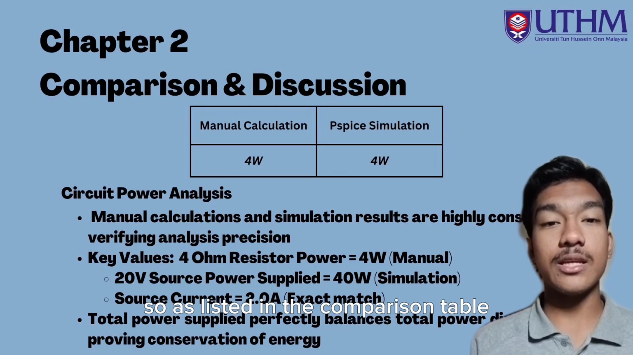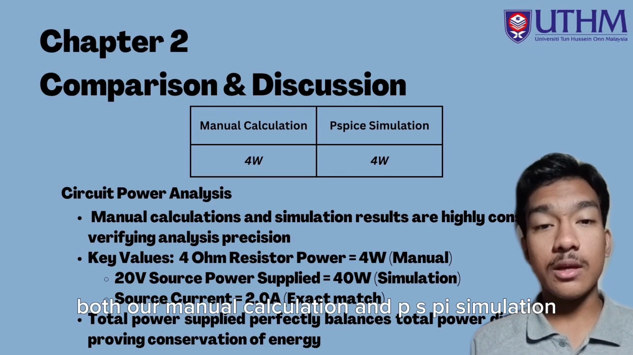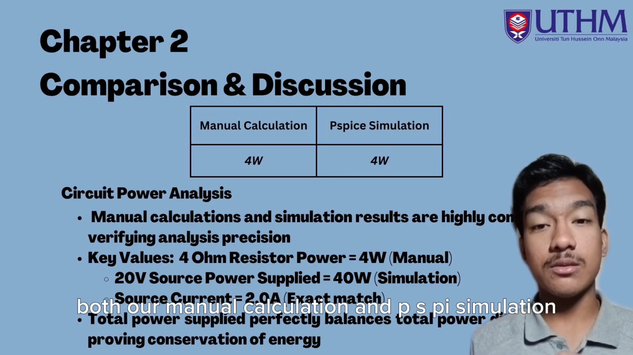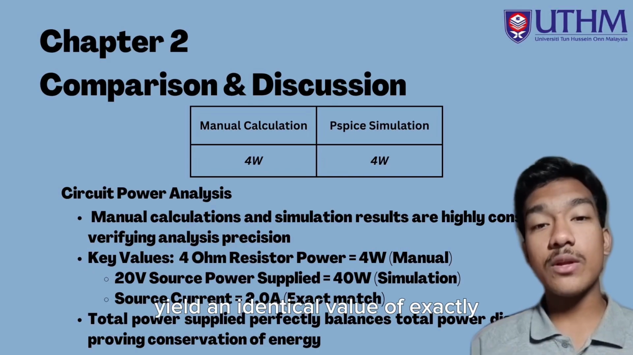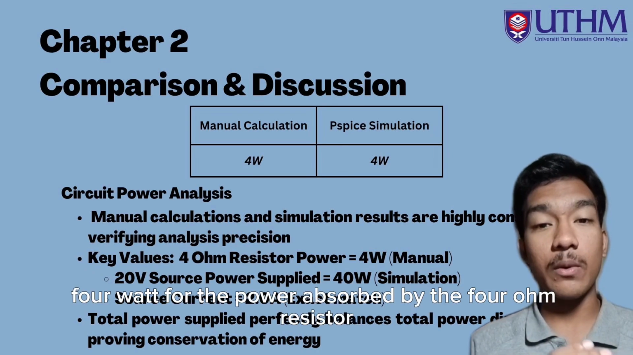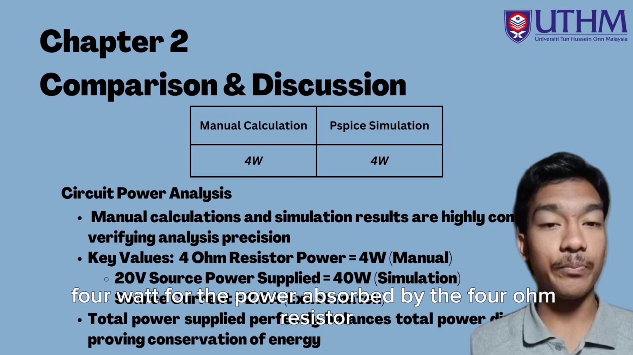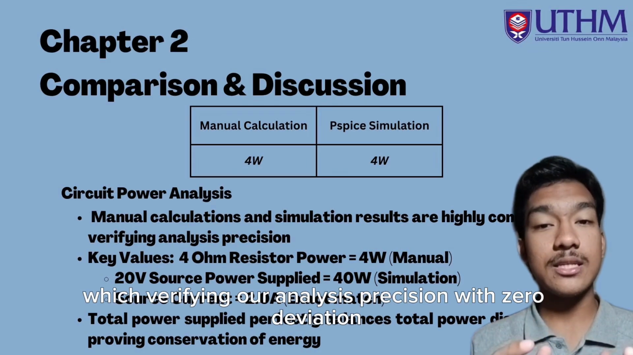As listed in the comparison table, both our manual calculation and PSpice simulation yield an identical value of exactly 4 watt for the power absorbed by the 4 ohm resistor, which verifies our analysis precision with zero deviation.